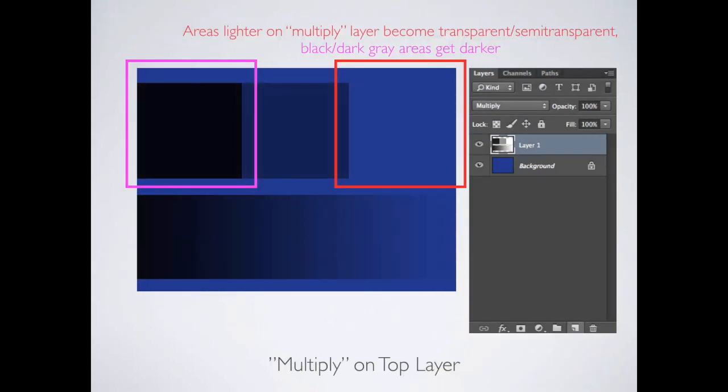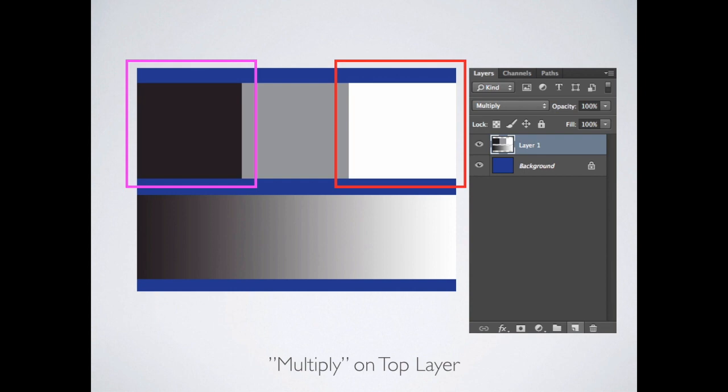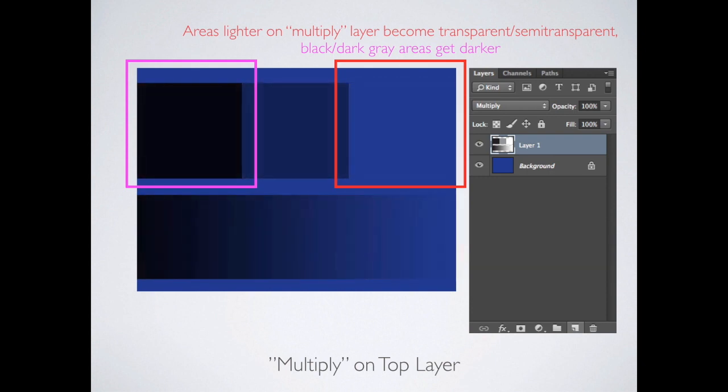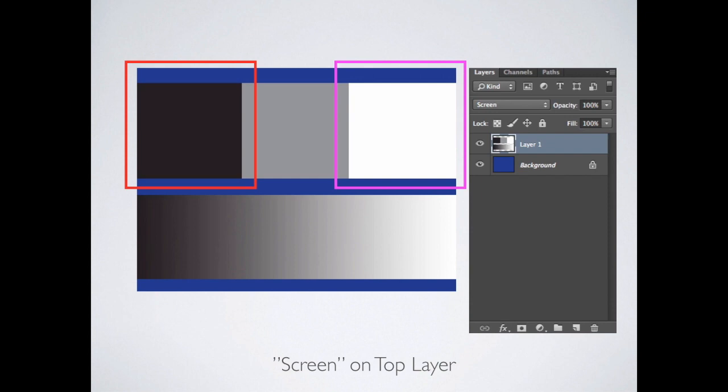As it happens, the white goes away. The gray kind of affects the blue and makes it a little bit darker blue, and the black really affects the blue and makes it a very dark blue. So let me back that one up one more time. So this is, again, a multiply effect. So here we go. Lights become transparent. We move on to the next set.